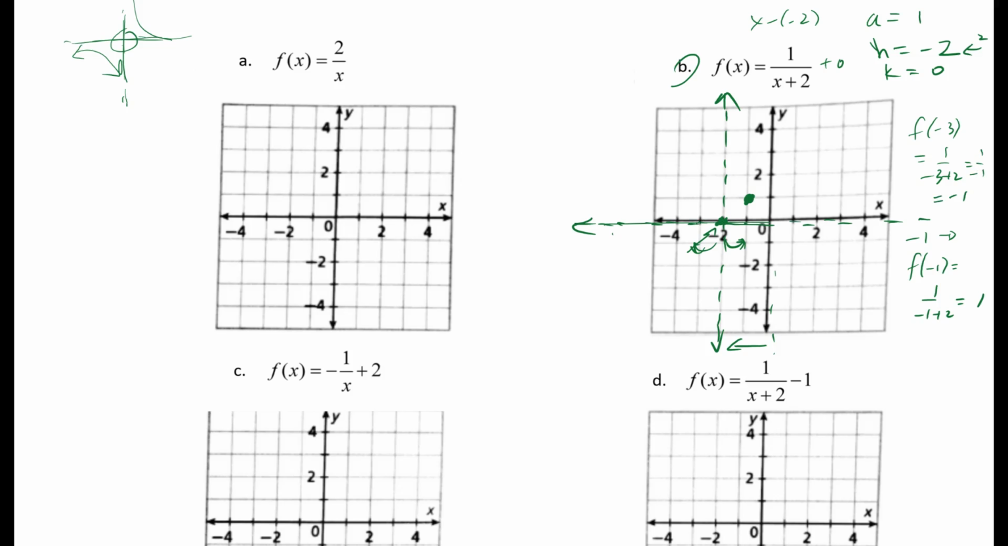So when I put this input in of -3, I'm going to come down here, and that is going to help orient me, since I know that my branches are going to go through those 2 points. And there's no reflection or stretch here, so this is essentially the reciprocal function shifted to the left too.